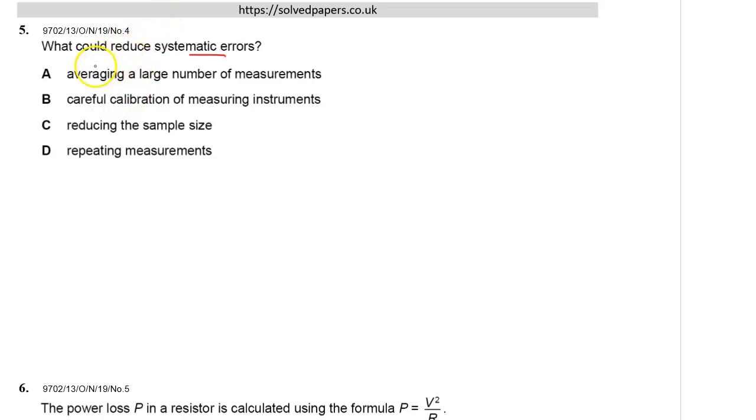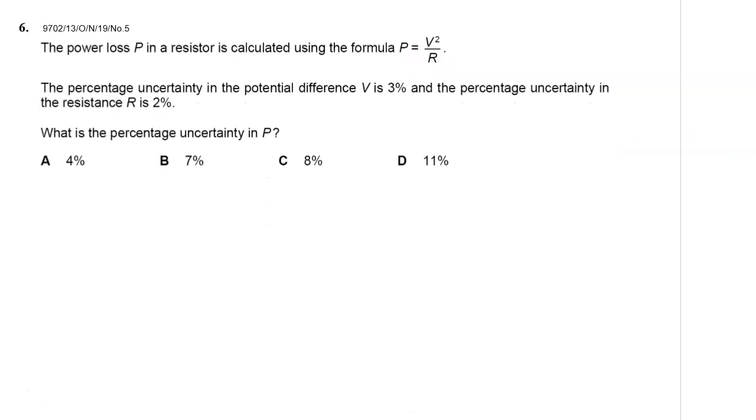Therefore, what could reduce the systematic error? Systematic error can be reduced by recalibrating or carefully calibrating your measuring instrument. That is the only way you can reduce the systematic error. Random errors you could reduce by repeating the measurement. But for number 5, that is the answer.